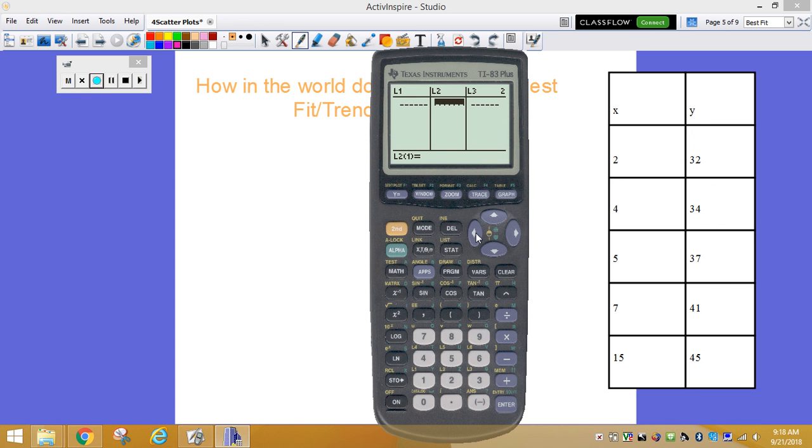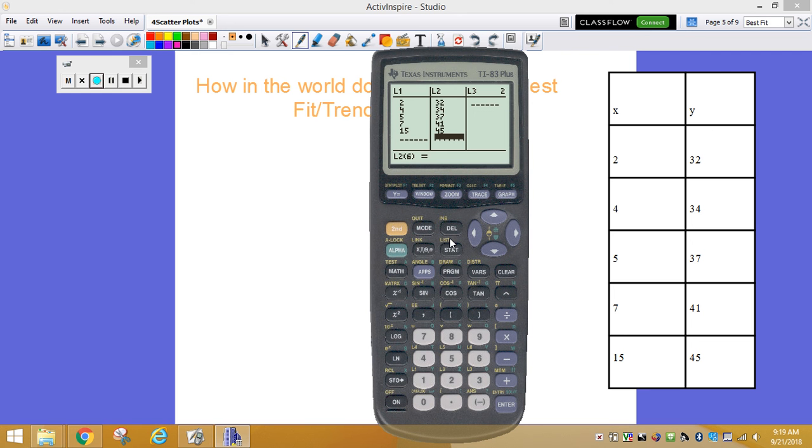Okay? Anyway, we want to go on L1. We want to type all these X's into L1. So I'm going to type 2 and hit enter, and 4 and hit enter, and 5 and hit enter, and 7, enter, and 15, enter. Now I'm going to arrow over, and I'm going to type all my Y's into L2. So I'm going to type 32, and 34, and 37, and 41, and 45. Okay, so you get all your data in.